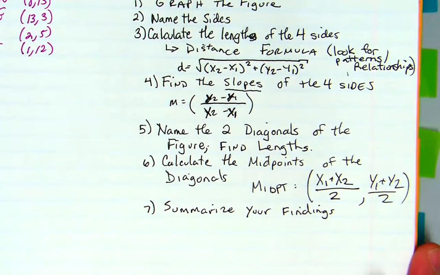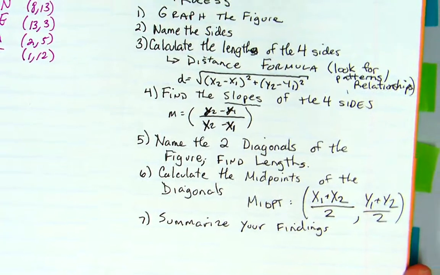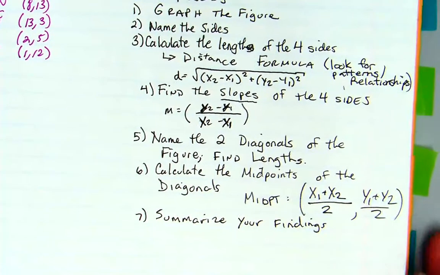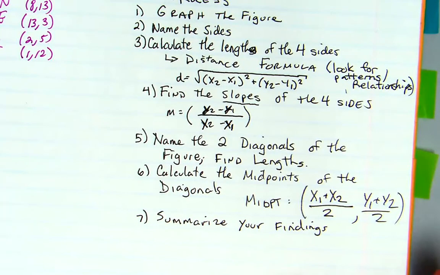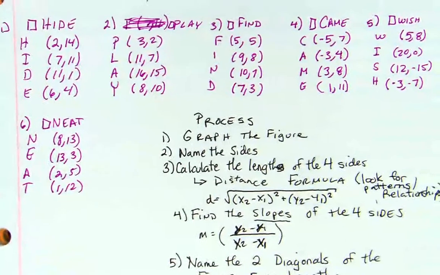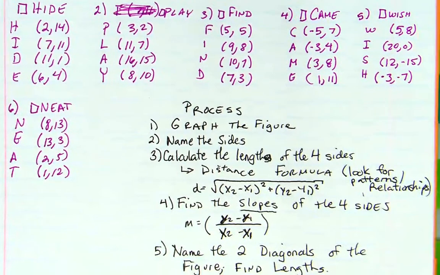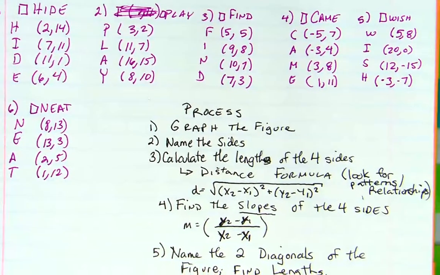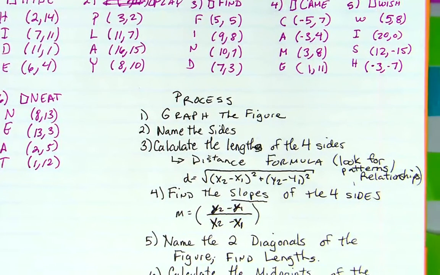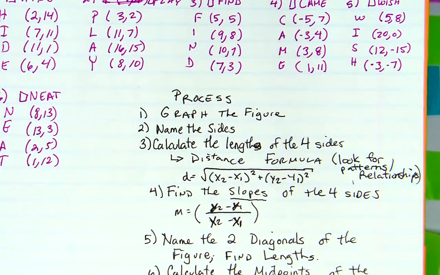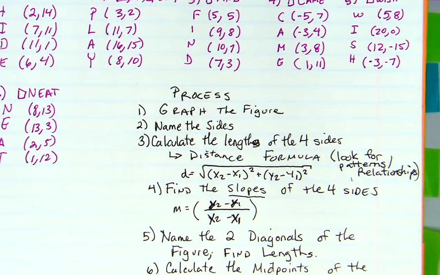So for these 6 shapes, we're going to go through this 7-step process for each shape. This is why it's not all going to get done today. Guarantee it's not all going to get done today. I'm going to go through and model the quadrilateral hide for you. And I'm going to name the sides and do all this so we all have a starting point.